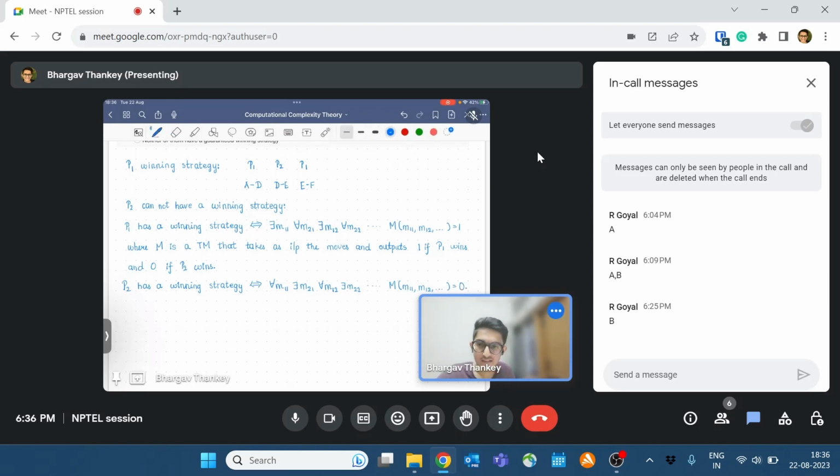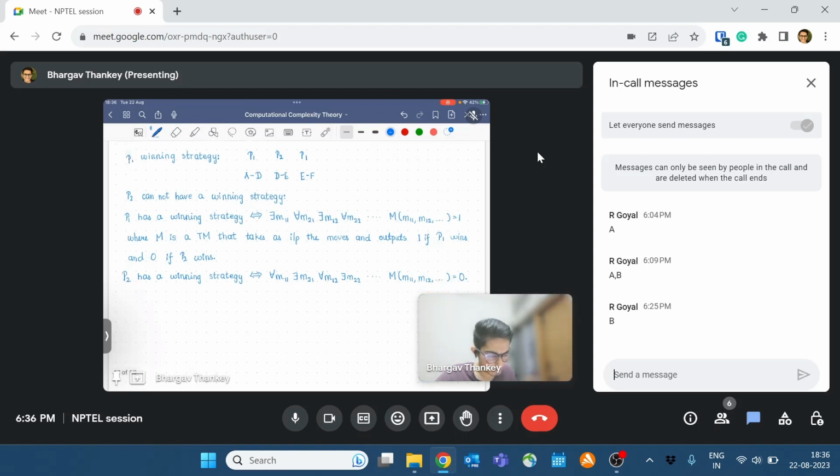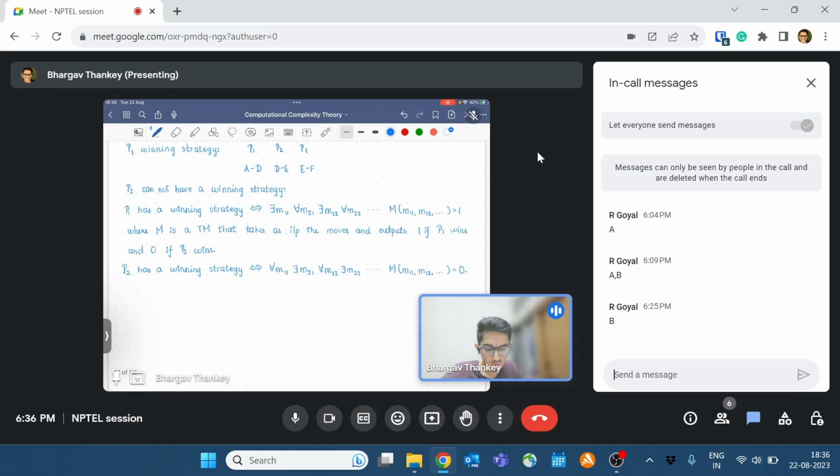So is this fine? Yes. And why write zero here instead? So what does M do? M outputs one when player one wins, and M outputs zero when player two wins, right? Yes. So we are looking for a winning strategy for player two, so it should output zero because player two should win, right? Yes. Now look at these two statements. They are negations of each other, right?